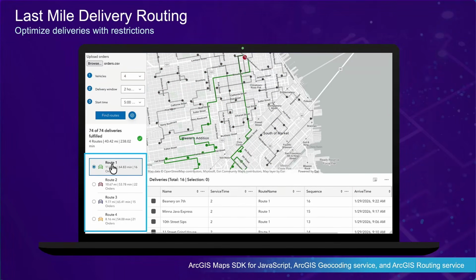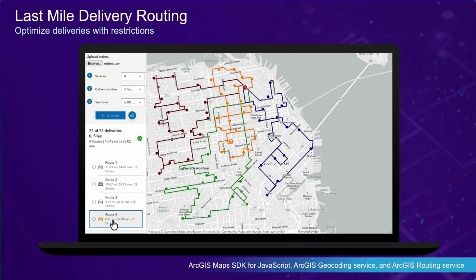So we can look at the number of deliveries that were assigned to each one. And we can also look at the different fields, such as the service time, route name, segments, the arrival time of the vehicle, departure time of the vehicle, and so forth. So here we can see there were 16 deliveries total for this particular route. Next one was 22, next 15, and then finally 21 for the last vehicle.